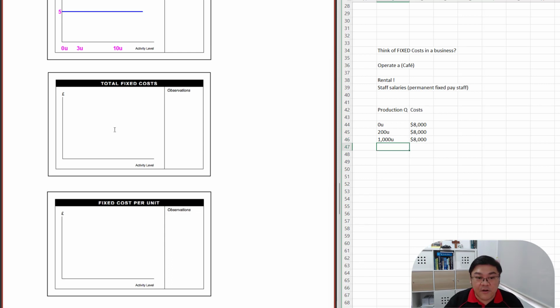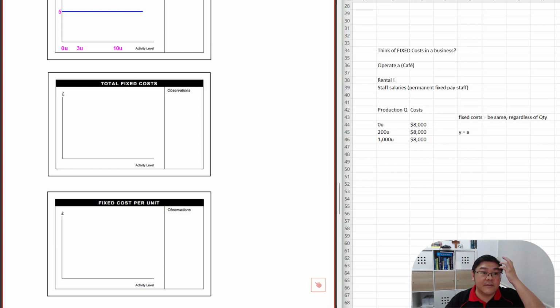So fixed costs will always be the same regardless of quantity. The fixed cost that you're paying is always the same amount. We always say that the equation for fixed cost is y equals a, where a is the amount. So if a is 8,000, then y is 8,000. The fixed cost line will just be a straight line like that. That's how a fixed cost will look.